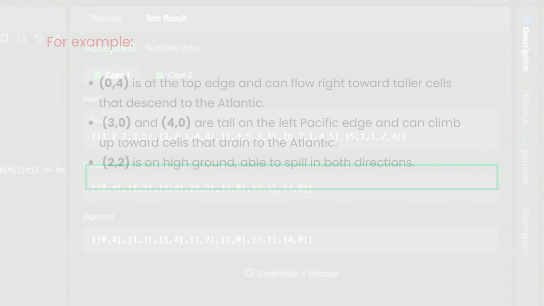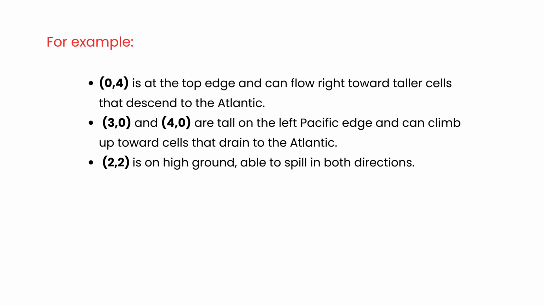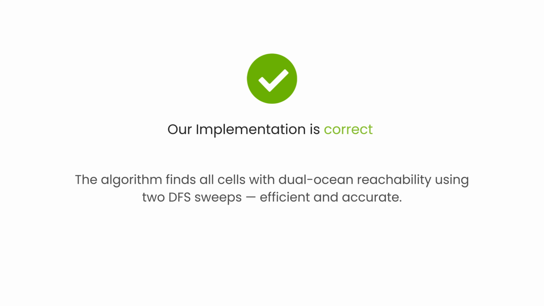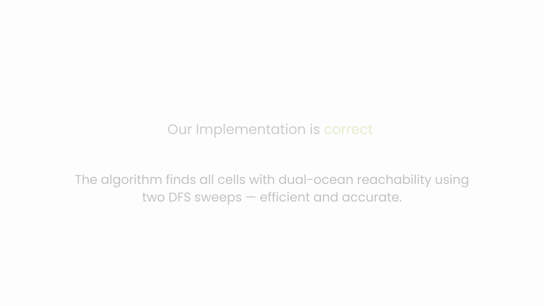For example, 0, 4 is at the top edge and can flow right toward taller cells that eventually descend to the Atlantic. 3, 0 and 4, 0 are tall on the left Pacific edge and can climb up towards cells that drain to the Atlantic side. 2, 2 is on high ground, able to spill in both directions. Everything checks out beautifully. So our implementation is correct. The algorithm effectively finds all cells with dual ocean reachability using two DFS sweeps, efficient and accurate.